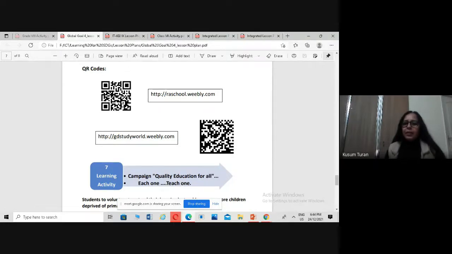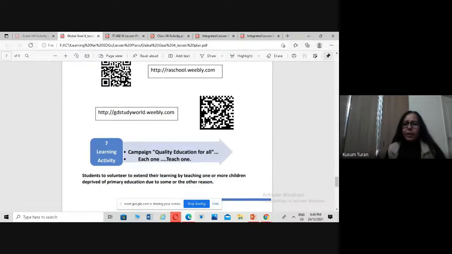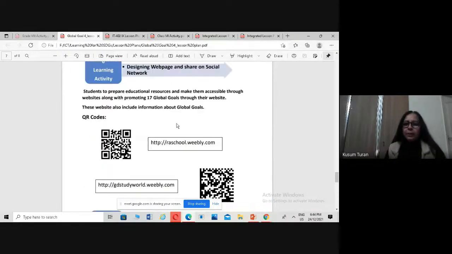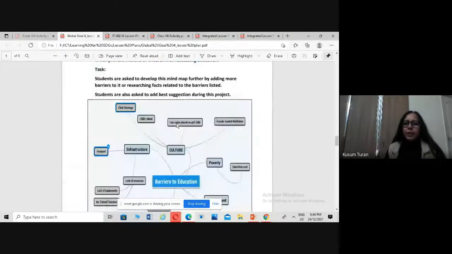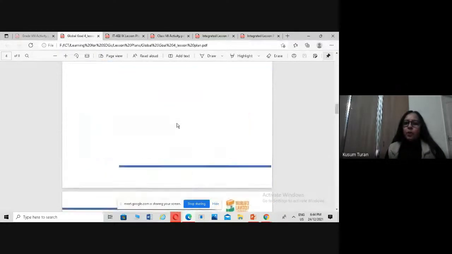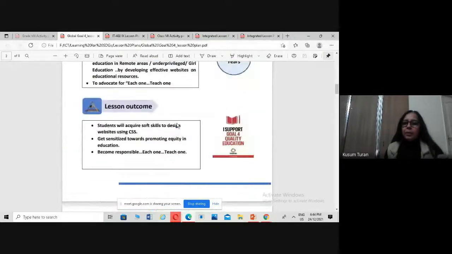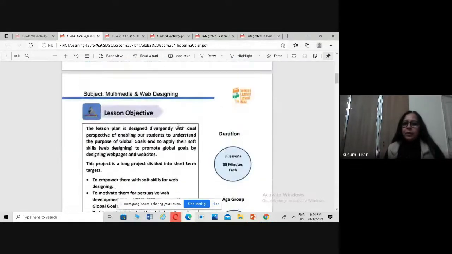And he has generated a QR code for it. So this is the outcome of this whole lesson plan that I tried to execute to achieve global goal 4. Now remember that we are working at a student level, so we have to work it out accordingly.